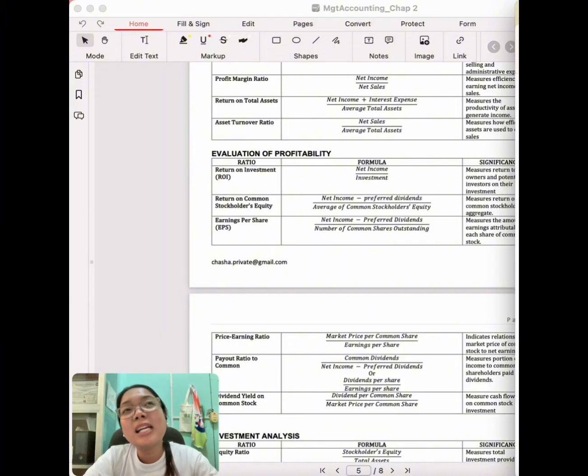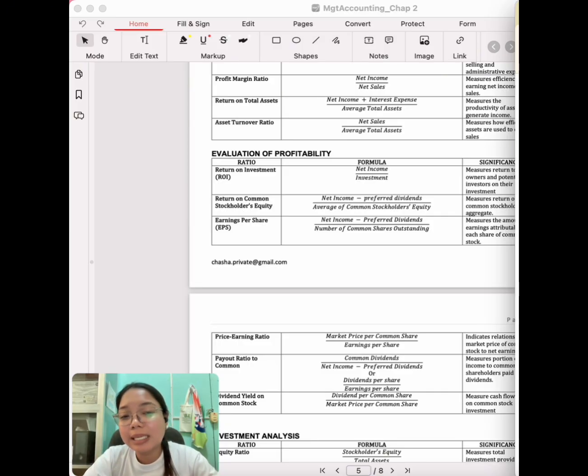Ito yung mga gustong malaman ng mga owners tsaka potential investors. Profitable ba yung company or not? So, paano nila makikita yon? Using these ratios. The first one is ROI, or return on investment. Ito yung pinaka-common.